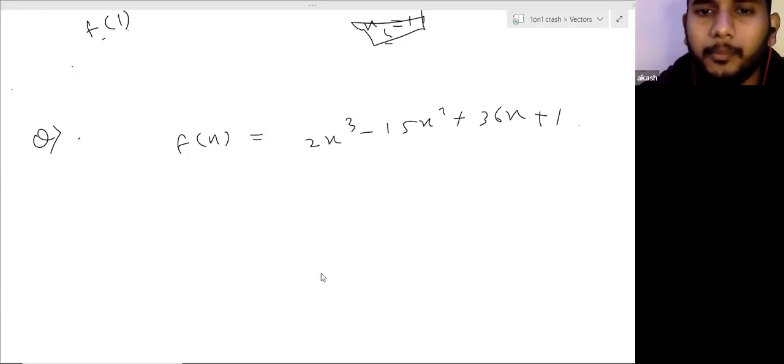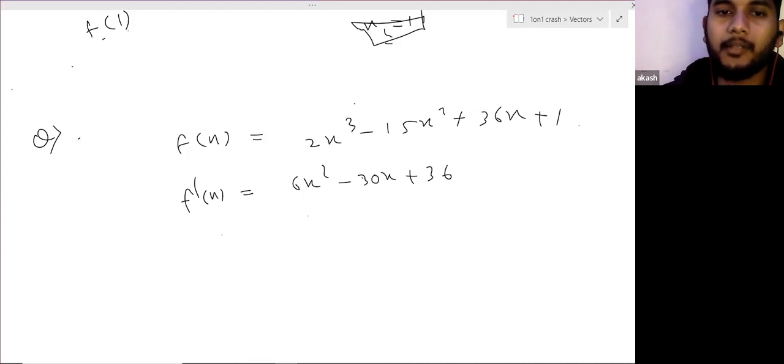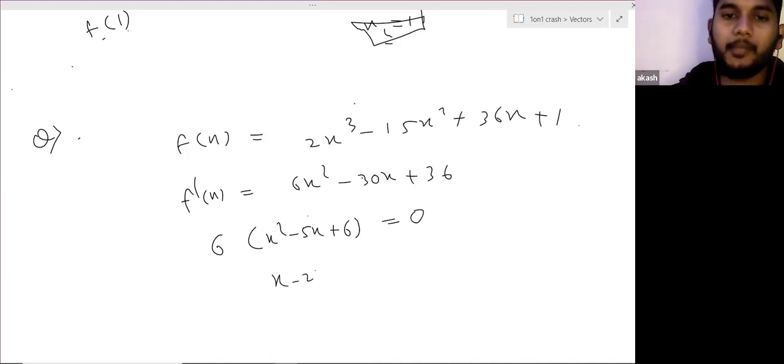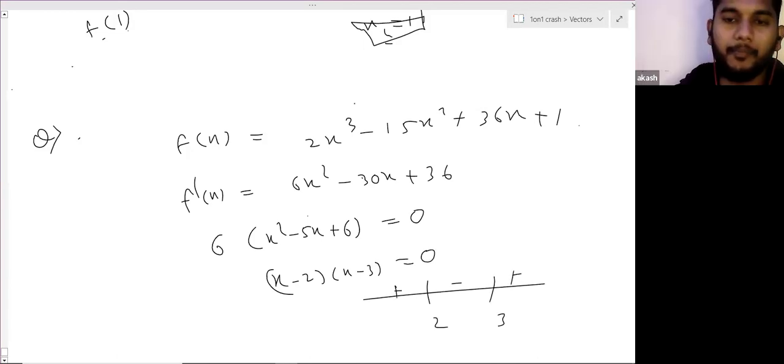No, we do not say from 2 and 3. It will either be 2 or 3. It is a single point of maximum or minimum. So let's see, f dash x is 6x square minus 30x plus 36. Taking 6 common, x square minus 5x plus 6 equals 0. So this is x minus 2, x minus 3. Right. So 2 and 3, positive, negative, positive.